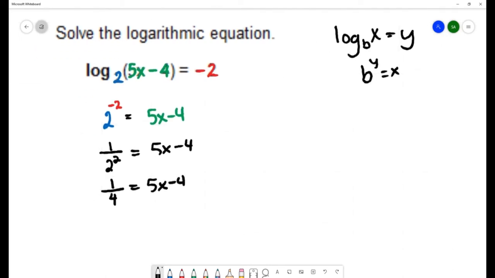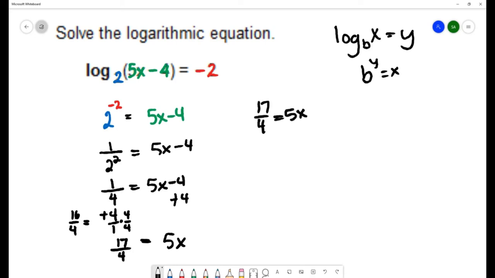And I'll solve this by getting x by itself. So I'm going to add 4 to both sides. 5x equals, in order to add these together, we need to have a common denominator. So 4 is the same thing as 4 over 1. And I need that to have a denominator of 4. So I'm going to multiply by 4 over 4. That's going to give 16 over 4. So 1/4 plus 16 over 4 is 17 over 4. We have 17 over 4 equals 5x.